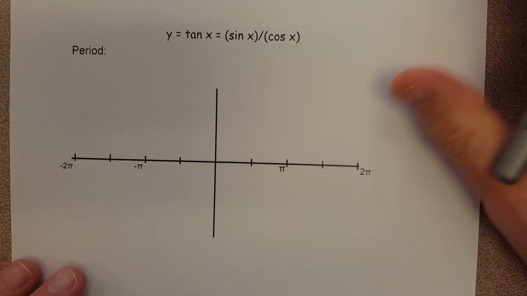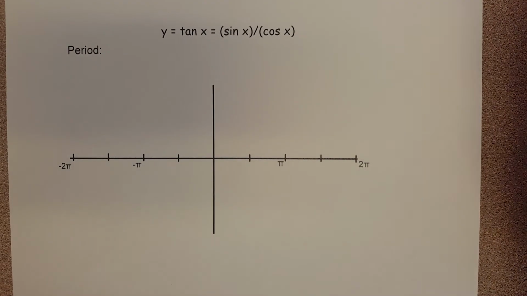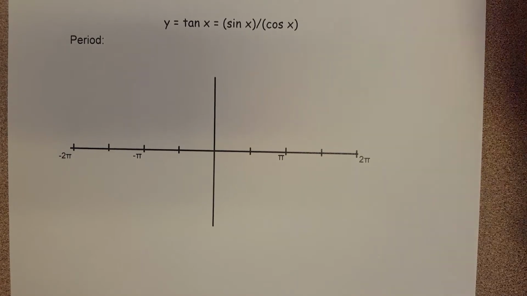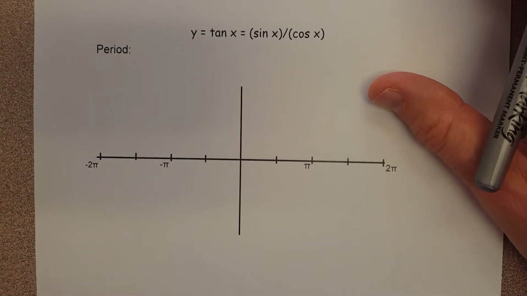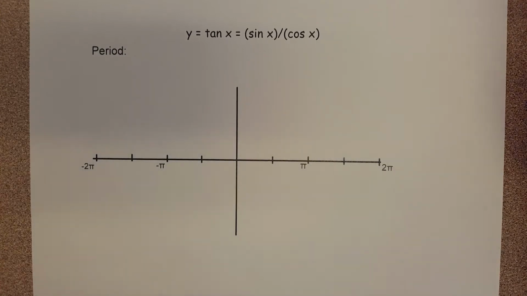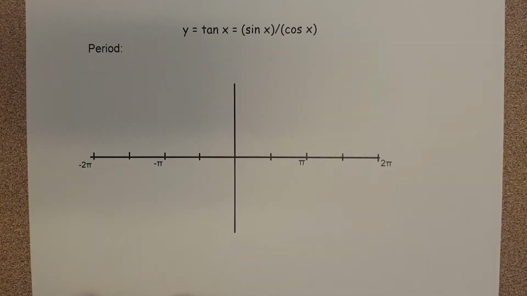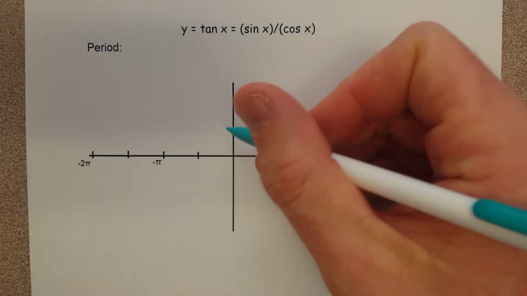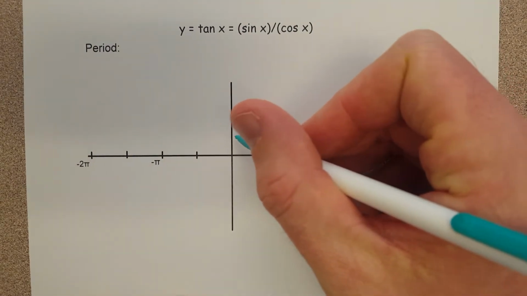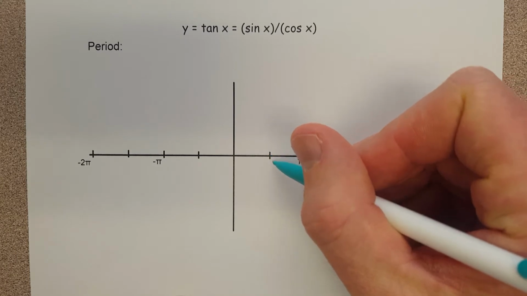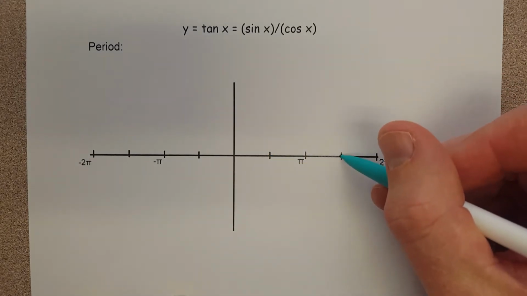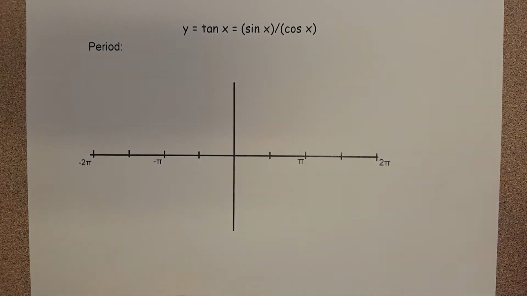The first graph that we'll take a look at doing by hand in 4.5 day 2 is the tangent graph. Now I am going to assume a few things from yesterday's lesson, some basic knowledge that you take away from it. One of those things being the fact that we know what cosine looks like. So when I'm doing cosine, I know that it's going to start at 1 and hit 0 right here, and it's going to come back around, hit 0 right there, and continue up to 2 pi.